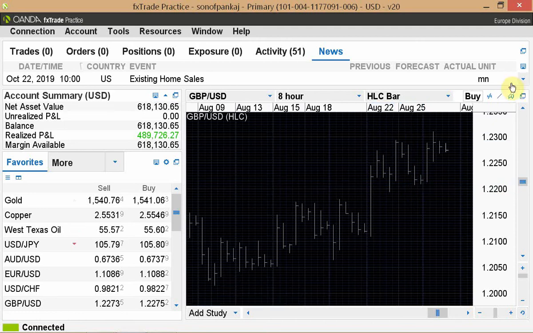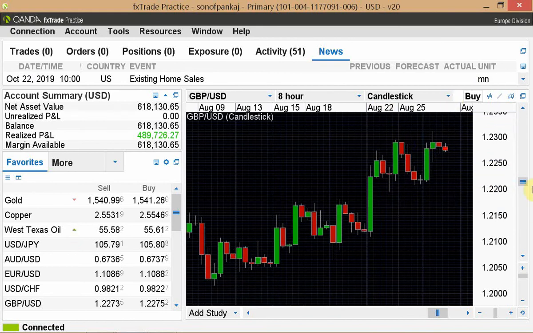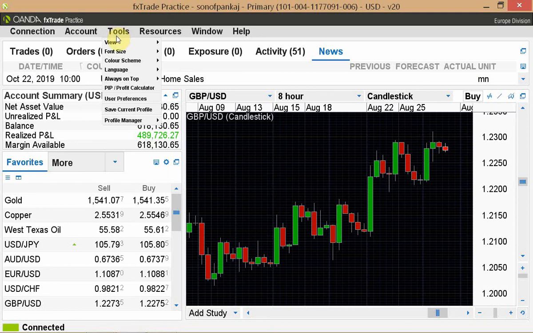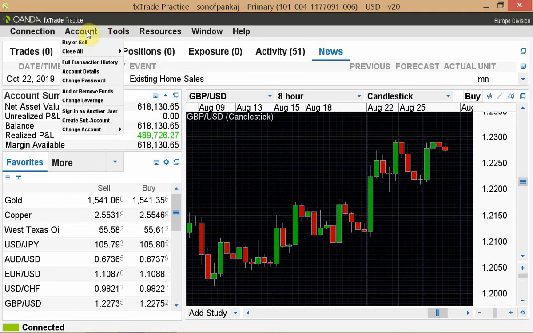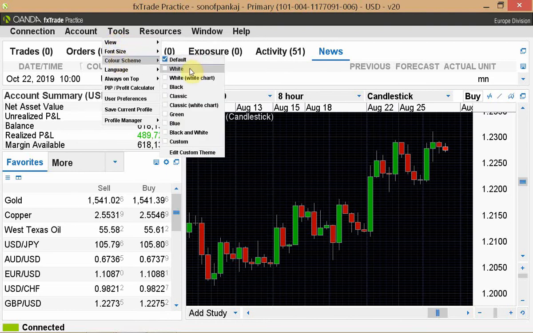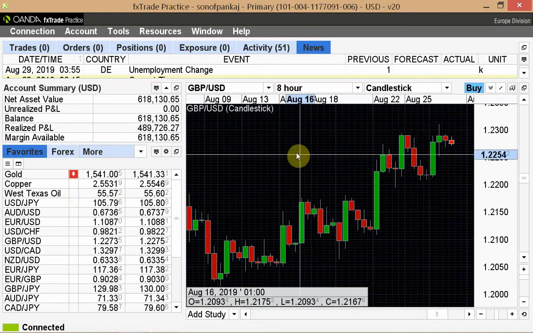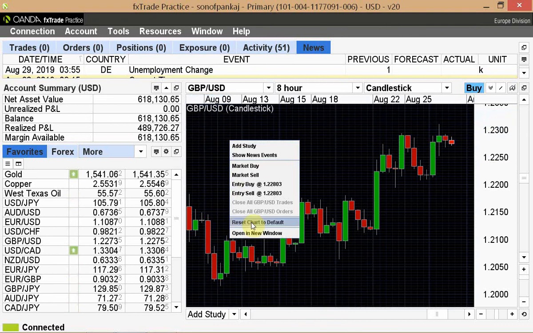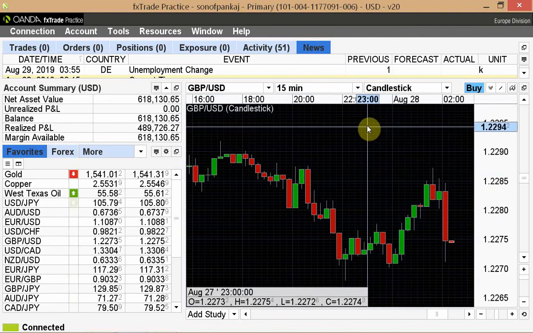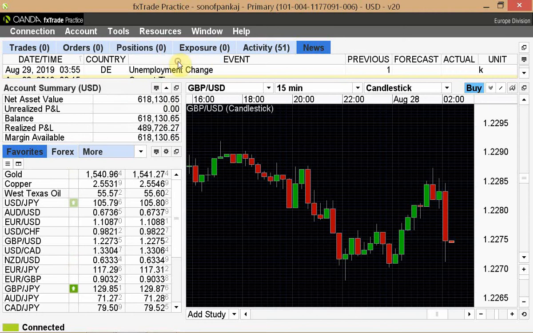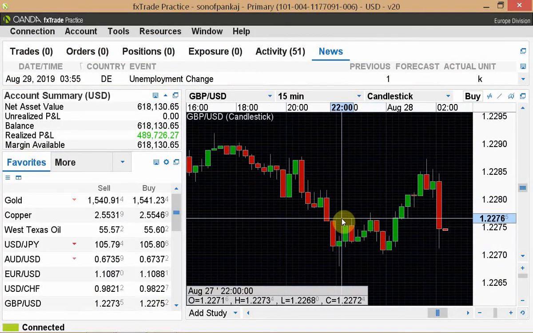Oh, okay. Then let's make it colorful. What color should we put? Okay, let's use the candlesticks. Is it visible now? A little bit better? Okay, maybe I should change the theme. Where's the theme? There should be a theme option. Okay, let's make it white. Does it make it better? No, it's not changing the background color. Anyway, let's not worry about that. Reset chart to default. Still doesn't change. Okay, let me go back to my thing.